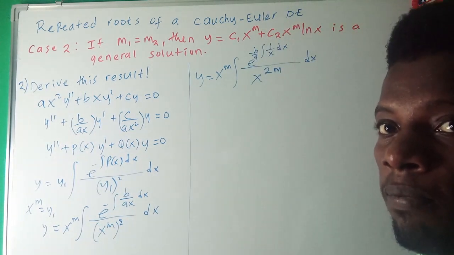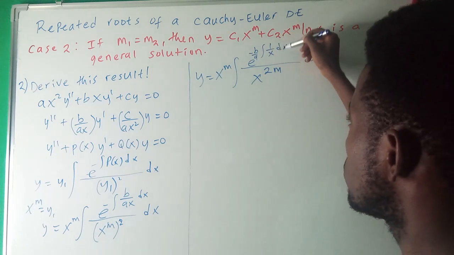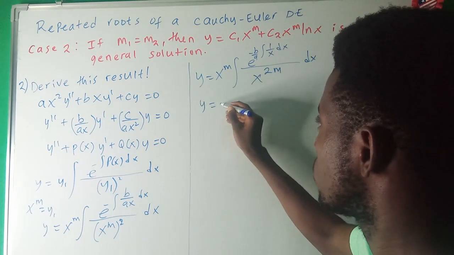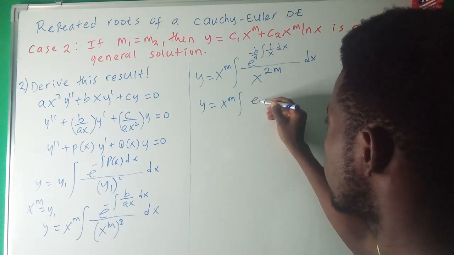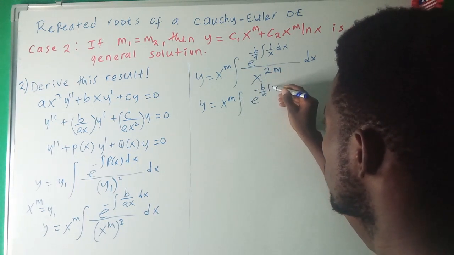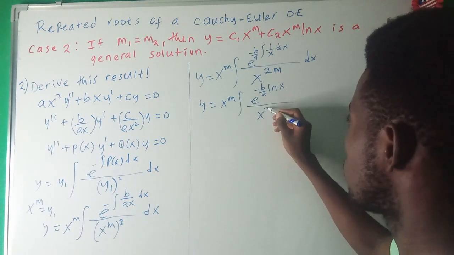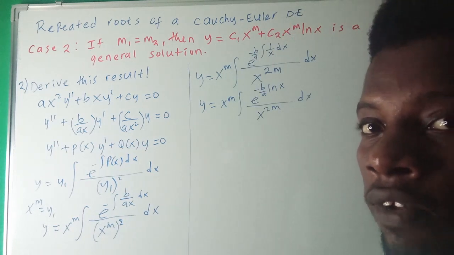That's what we have. Now from here, we need to move on to integrate this. So we integrate this, we get the ln of x, so we have y equals x to the power m, the integral of e raised to the power of minus b over a, the ln of x, and then all divided by x to the power 2m dx. The integral of 1 over x dx is just the ln of x.